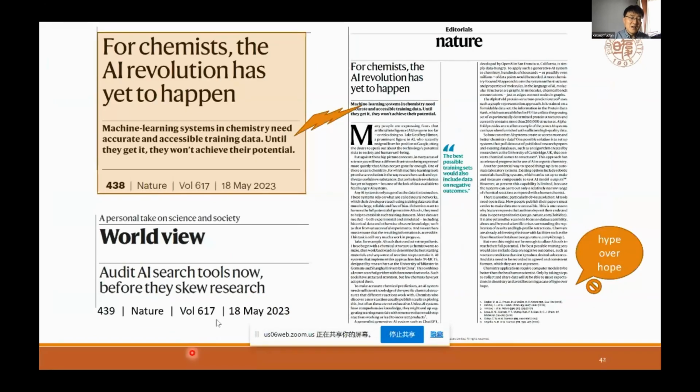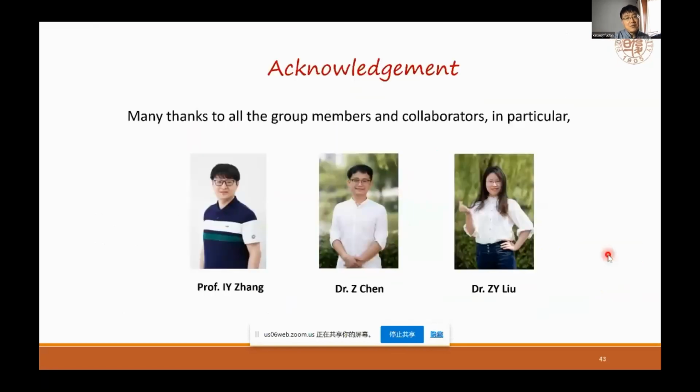So this is a new editorial published last May this year, saying that the chemist, that the AI revolution is yet to happen. Only if machine learning systems can get accurate and accessible training data will they achieve their full potential. Until then, it could be a hype over hope.